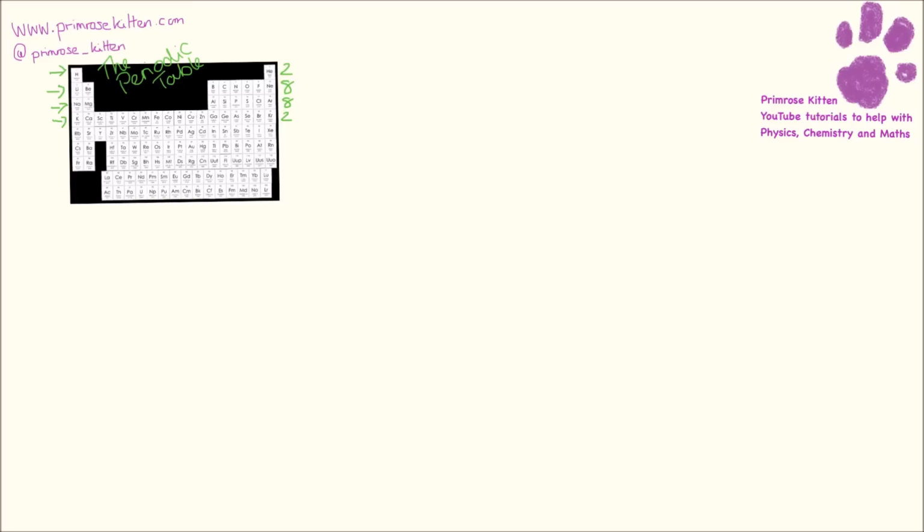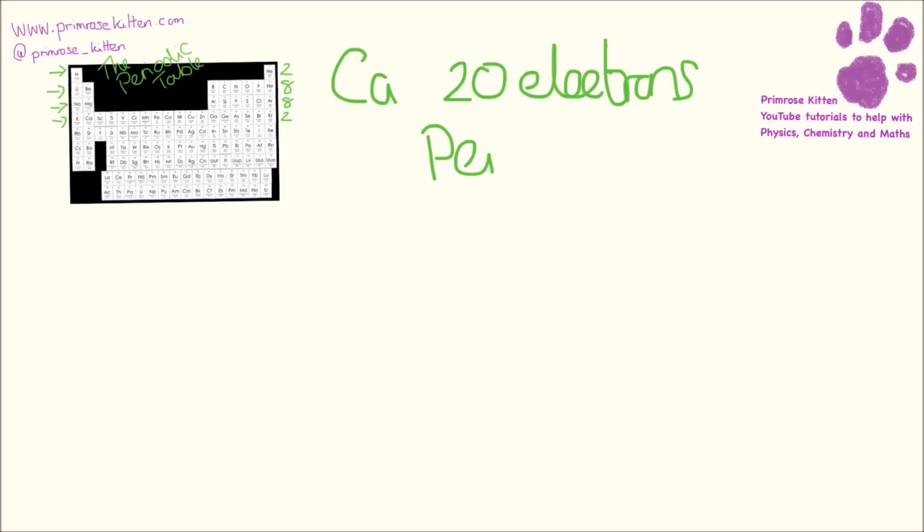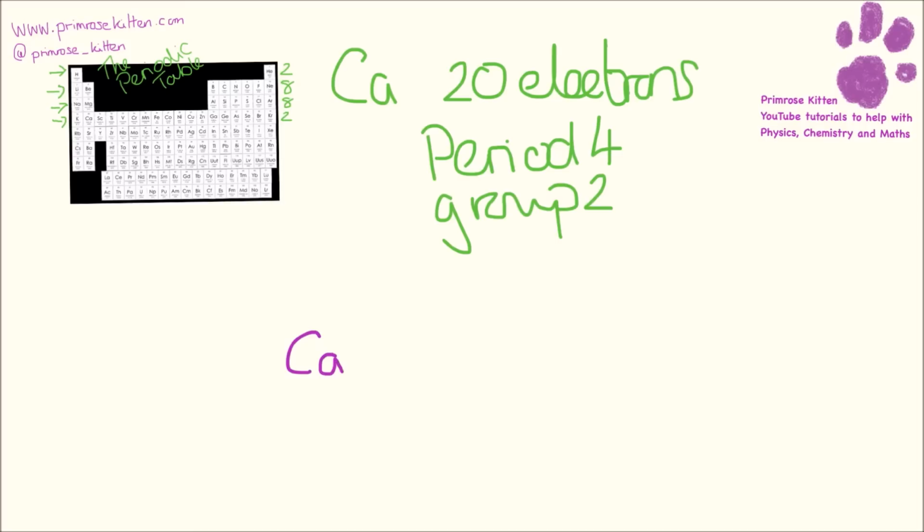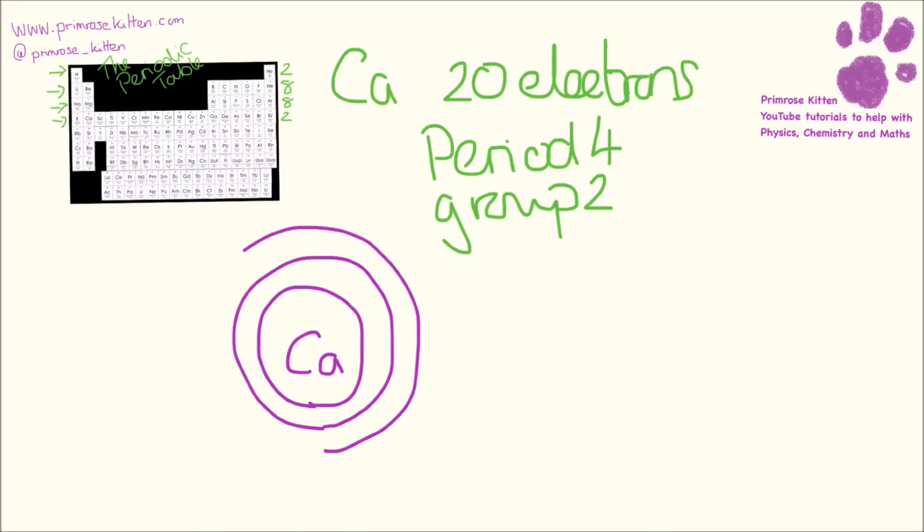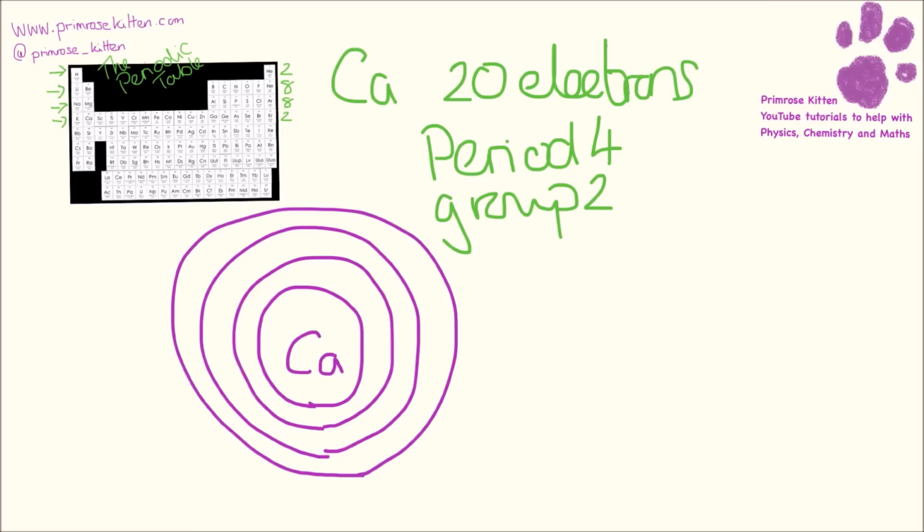When we're drawing the electronic arrangement of something, we need to look at the number of electrons and its position on the periodic table. So if we look at calcium, which has 20 electrons, you can see it is in period 4 and it is in group 2. Now the 20 electrons tells us how many electrons we need to draw, the period tells us how many shells, and the group tells us how many electrons on the outer shell. So here's calcium in the middle, period 4, so we need 4 shells, 1, 2, 3, 4.